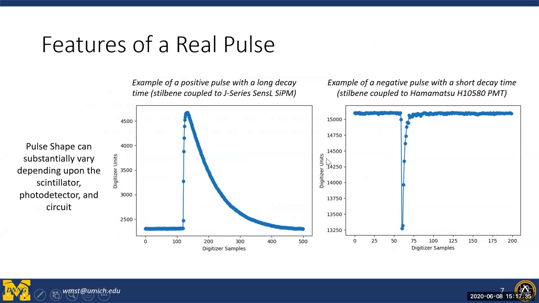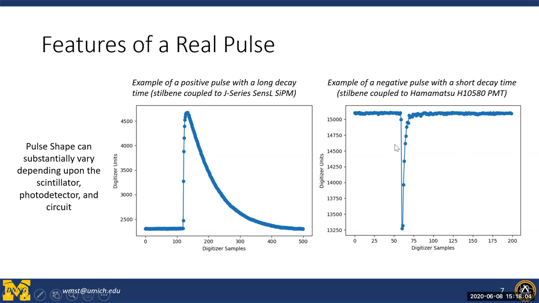And I've given another example. This is a Hamamatsu 1-inch PMT that we've also coupled a still beam crystal to. And we can see the time scale here. Our digitization rate for both of these is 2 nanoseconds. So this is 1,000 nanoseconds, and this is 400 nanoseconds. So we can see that this pulse is maybe 50 nanoseconds wide, or this pulse is nearly 800 nanoseconds wide.